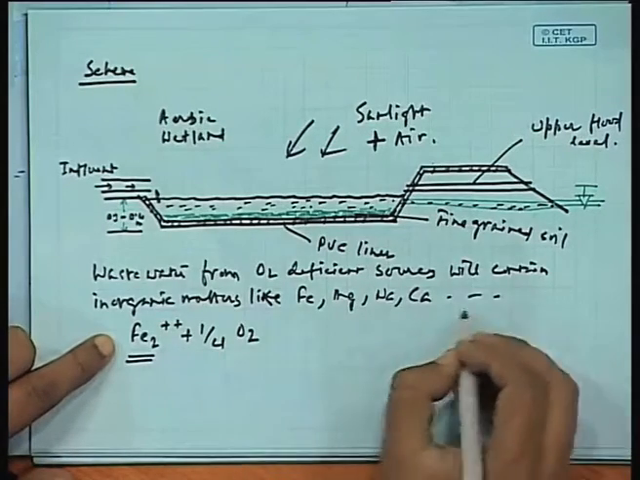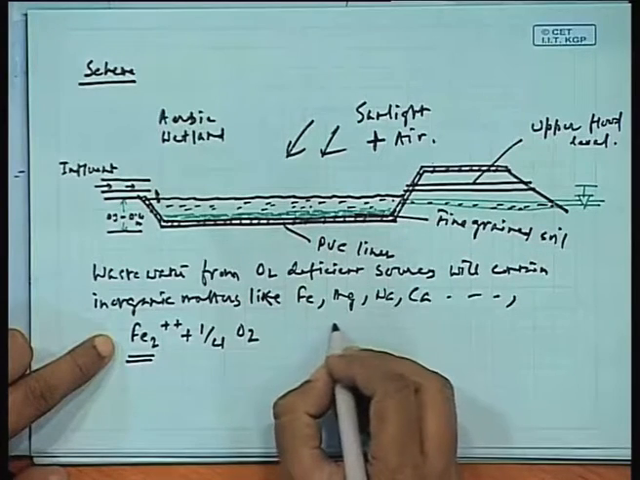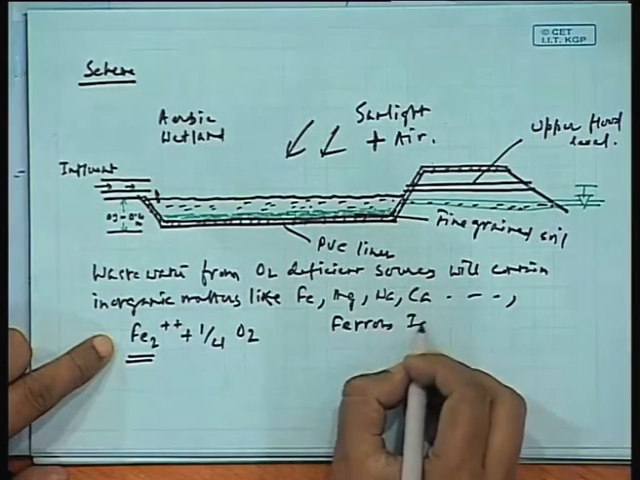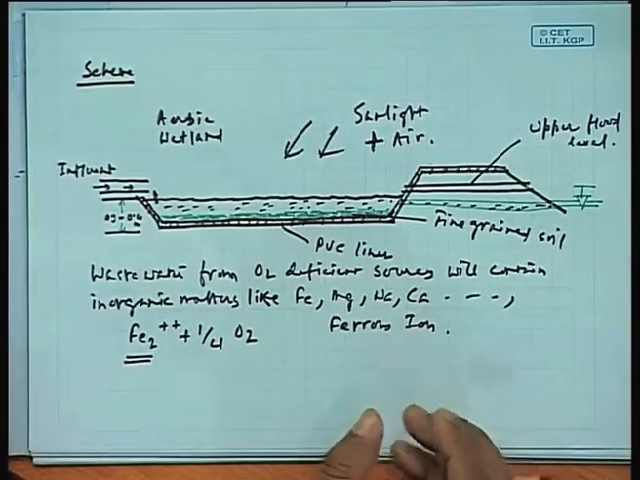This is in a ferrous ion. So if it is iron, it would be available as ferrous ion. It will be available as ferrous ion. So they basically occur in deficient conditions. Where do these deficient sources take place? Say in the mine, inside a coal mine.